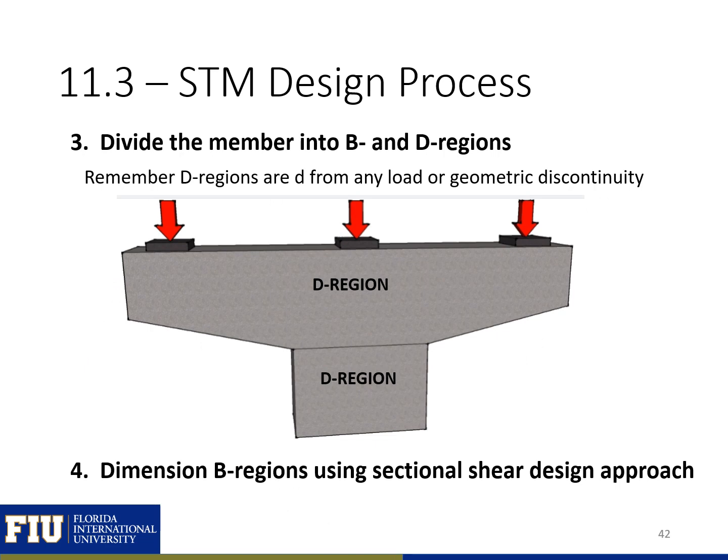We next need to divide the member into B and D regions, remembering that our D regions are located a distance d from any load or geometric discontinuity. So here we have a concentrated load, concentrated load, concentrated load, and a geometric discontinuity here. So our whole hammerhead pier and column are D regions here. We'll dimension our B regions using typical sectional shear design approaches. In this case, we don't have any B regions, so our entire design will be based on the strut-and-tie method.